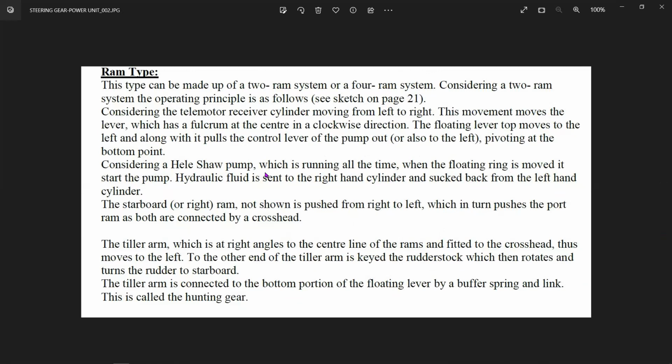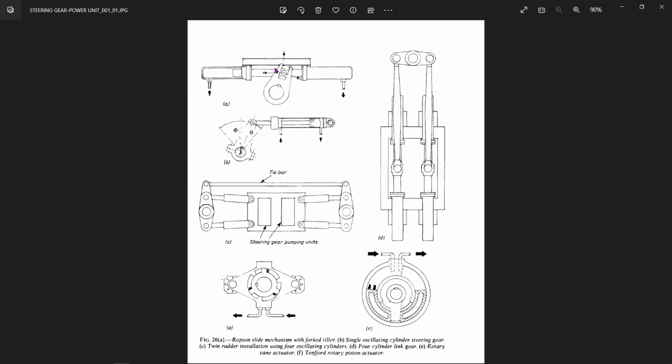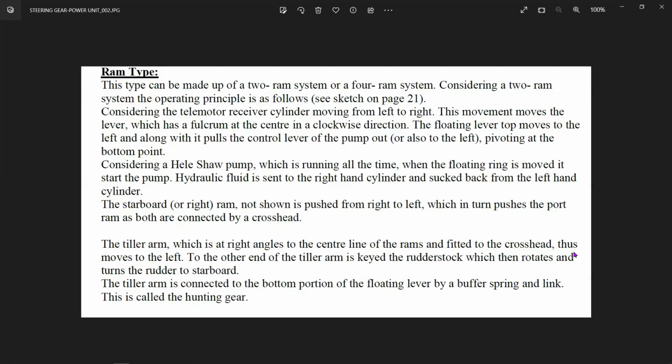Again, it's talking about the pump. We have gone through this all before. The tiller arm is at right angles to the center line of the rams, as you see here. The tiller arm is basically at right angles when they're in the center position. Okay, it is fitted to a crosshead.